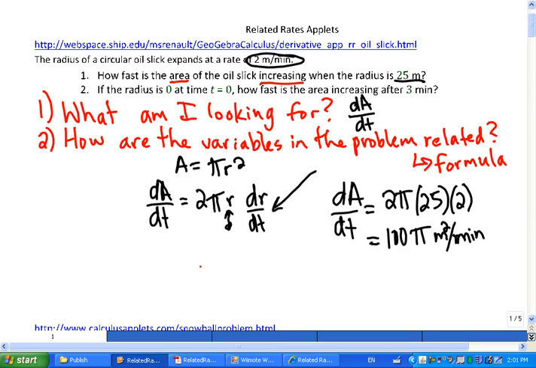Okay? Now the second part says, if we start with a radius of 0 when time is 0, how fast is the area increasing after 3 minutes? So this question is almost identical, but you have to think a little bit harder to figure out the pieces of the puzzle. This is still the relationship that we have, and the one that we're looking for right now.